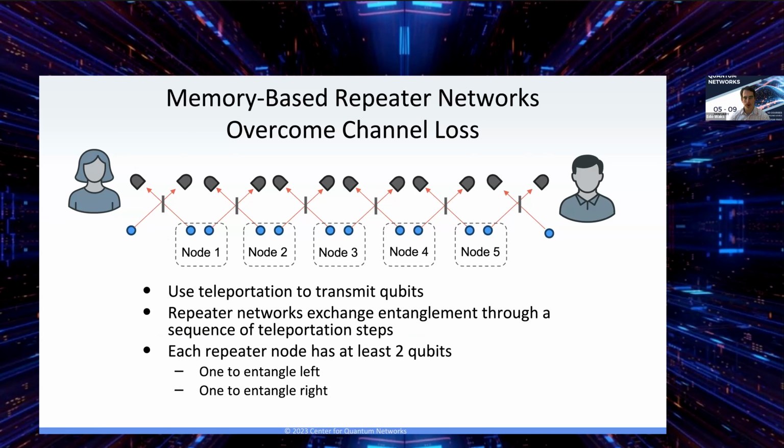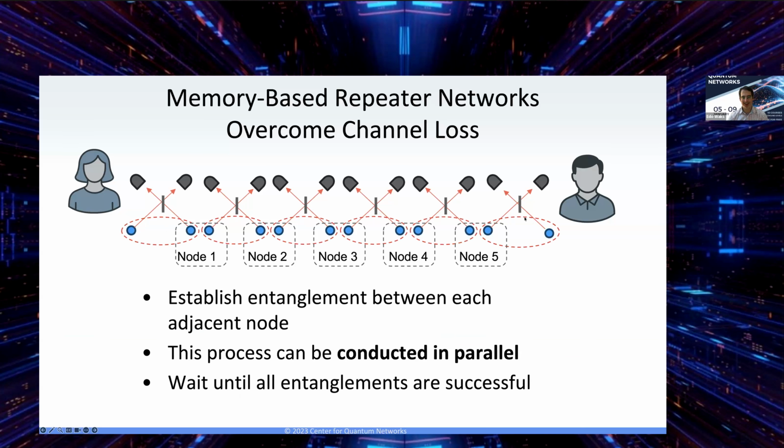And the way that this is going to work is the repeater network will transmit information through sequential teleportation node by node from the sender to node 1 to node 2 to node 3 to node 4, node 5, and so on and so forth. And the way it is done is to first establish entanglement between each qubit in the network and its adjacent node. So for example, this qubit will be entangled with the sender. This one will be entangled with the node to the right.